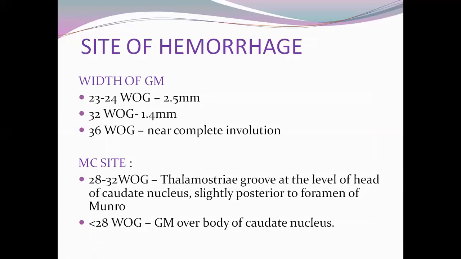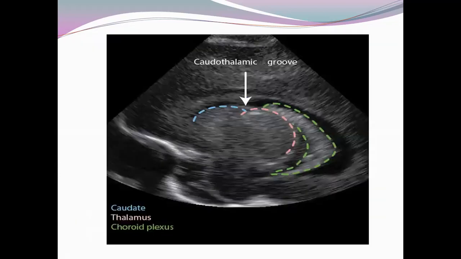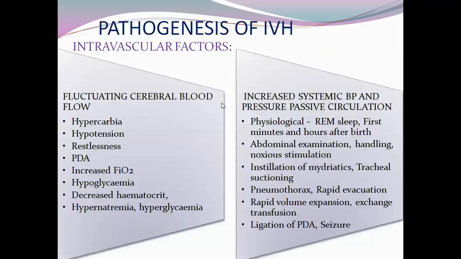The germinal matrix is around 2.5 mm in neonates at 23 to 24 weeks of gestation and 1.4 mm at 32 weeks of gestation, and it nearly completely involutes at 36 weeks of gestation. The most common site observed in 28 to 32 weeks neonates is the thalamostriate groove at the level of the head of the caudate nucleus. Here you can see the caudate and the thalamus. This is the thalamostriate groove. This is the most common site observed in 28 to 32 weeks. And beyond 32 weeks, the common site is just above the caudate.